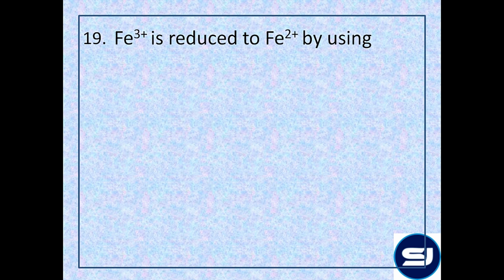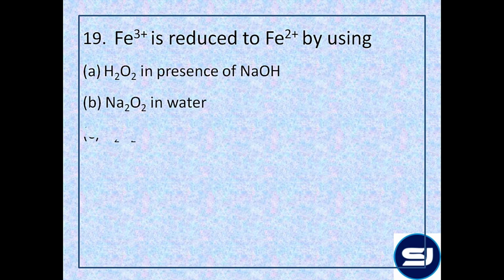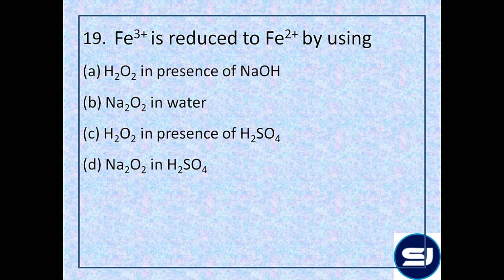Fe3 plus is reduced to Fe2 plus by using. This is a question of JEE-Advanced 2015. Let's look at the options. H₂O₂ in presence of NaOH, Na2O2 in water, H₂O₂ in presence of H2SO4, Na2O2 in H2SO4. Now if we look at the options A and B, they are actually equivalent options.